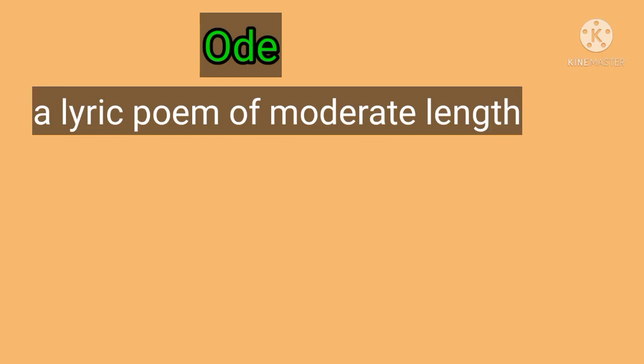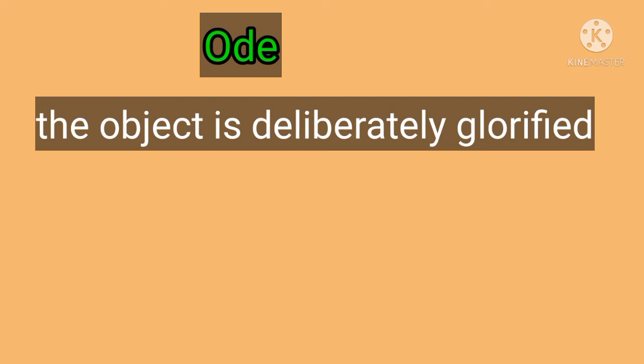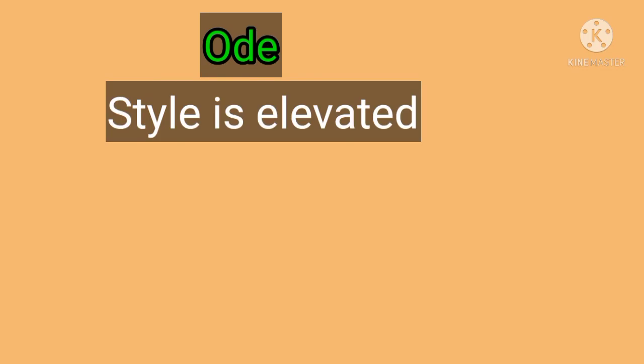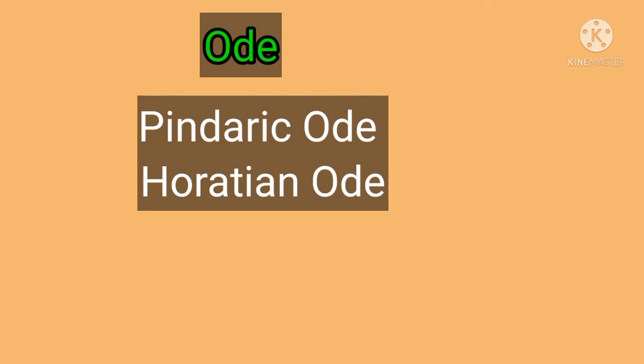Ode is a lyric poem of moderate length. It is generally addressed to an object or a person. The object addressed is glorified deliberately in odes. It is written in an elevated style and in elaborate stanza patterns. There are two types of odes called Pindaric odes and Horatian odes.